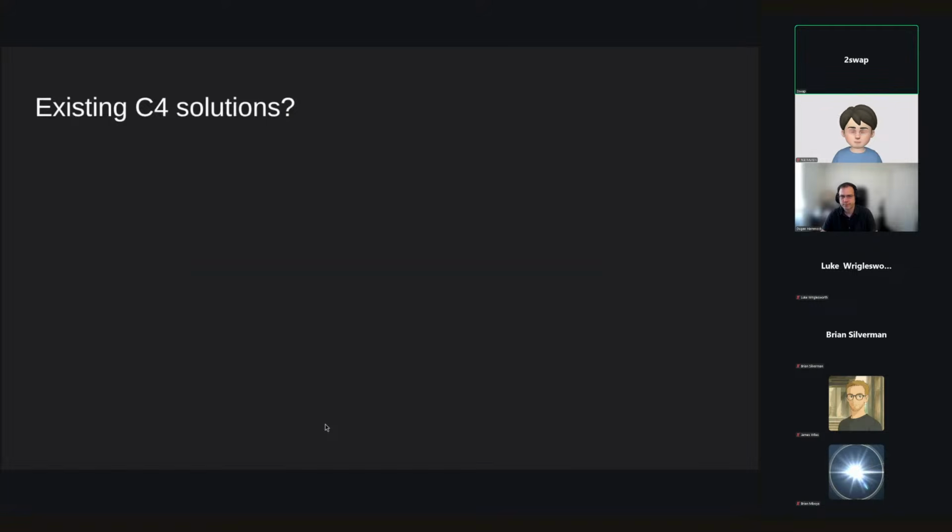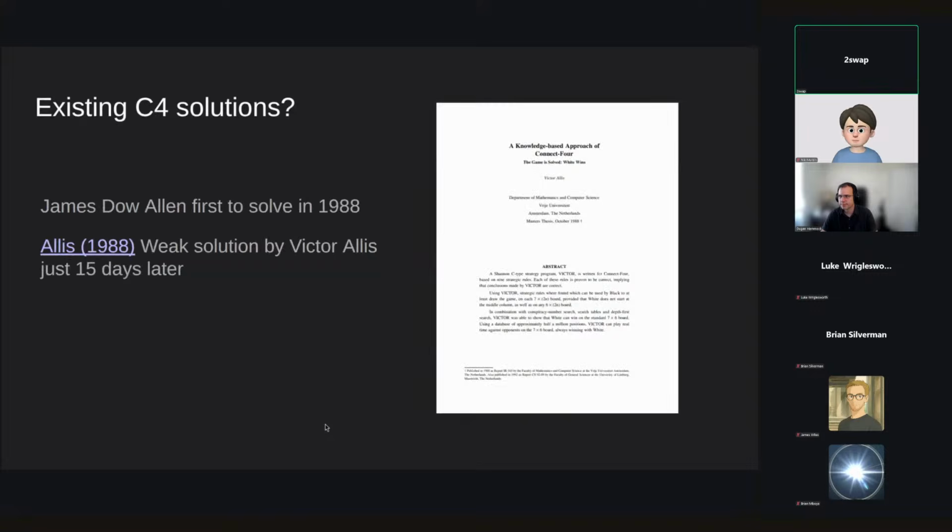So just a quick little history of the game and computational study into the game. It was first solved in 1988. When I say solved, I mean a weak solution, and I'll explain exactly what I mean by that in a few slides. But this is the first time someone figured out that player one should win under optimal play.